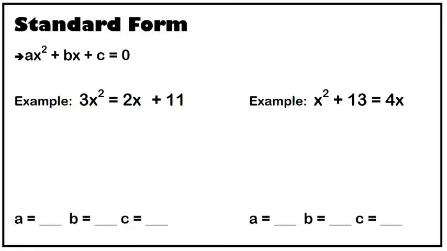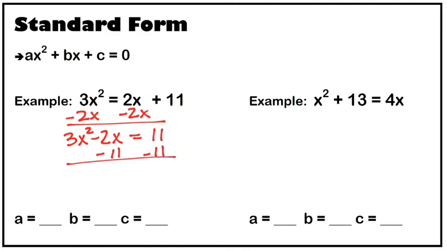So on this first example, I'm going to subtract 2x from both sides, and I'll have 3x squared minus 2x equals 11. Then I'm going to subtract 11 from both sides, and I will have 3x squared minus 2x minus 11 equals 0. Now on the left-hand side of the equation, all of those things are not like terms. There are 3 terms, and they all have different exponents.